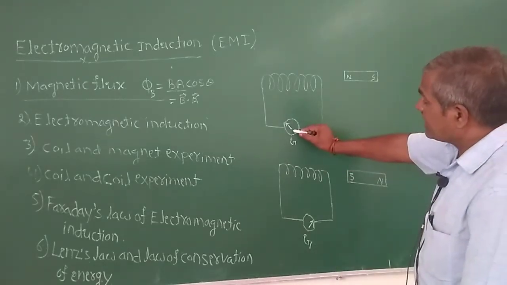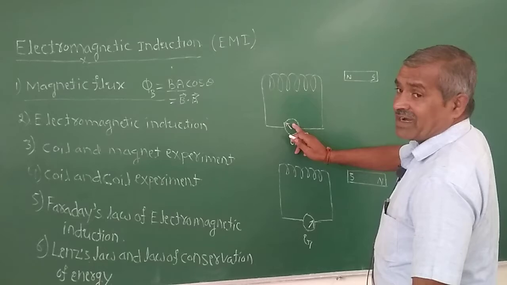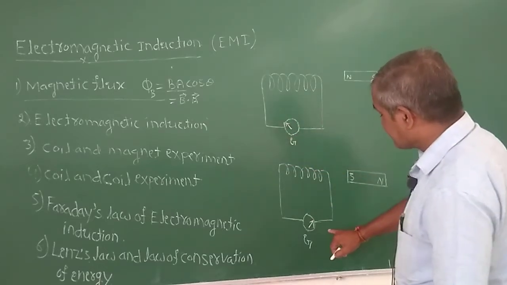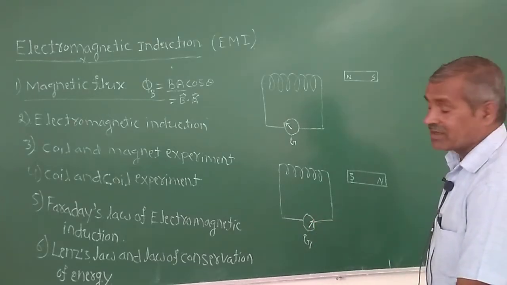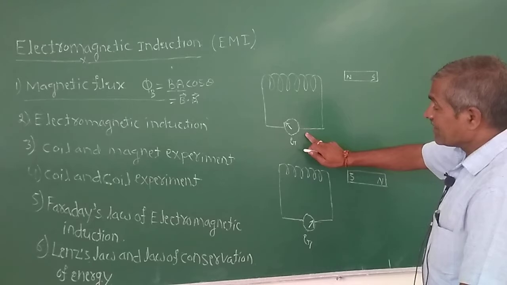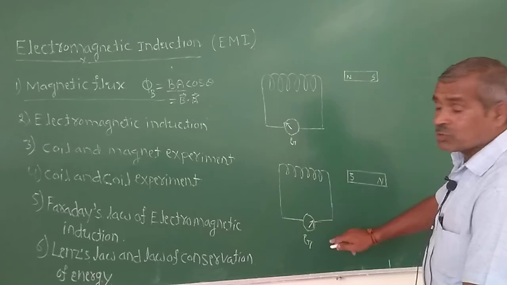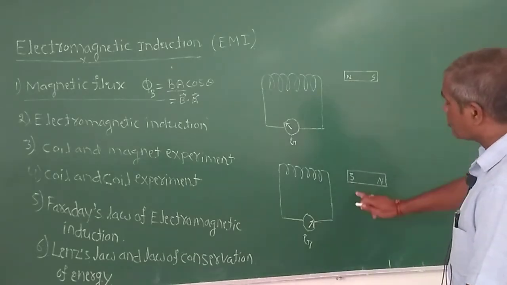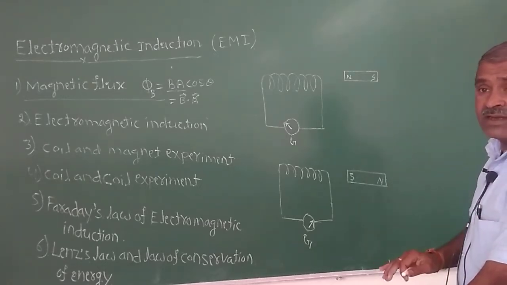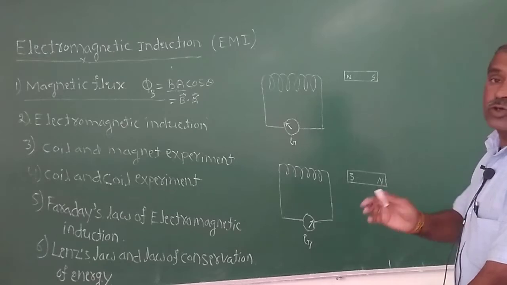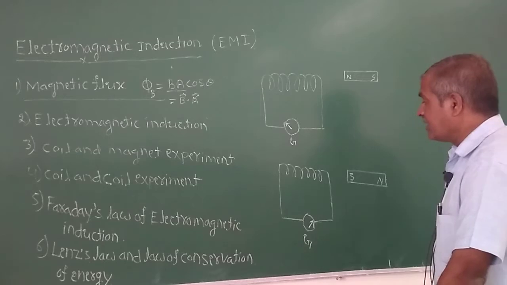But here, initially the galvanometer shows a left side deflection, and in the second case the galvanometer shows a right side deflection. It means the galvanometer deflection is in the opposite direction. It means the poles of the magnet are reversed, north pole and south pole, so the galvanometer current is also reversed.